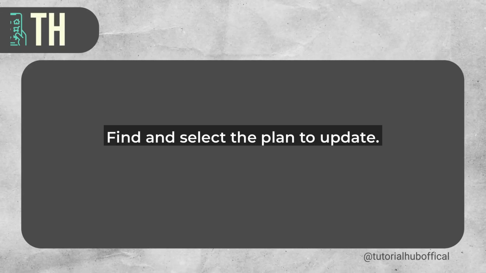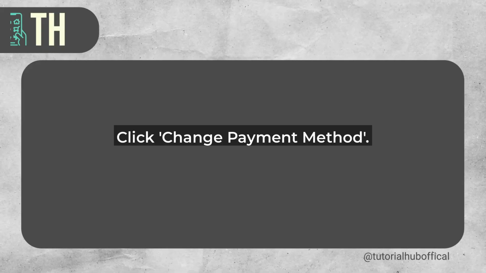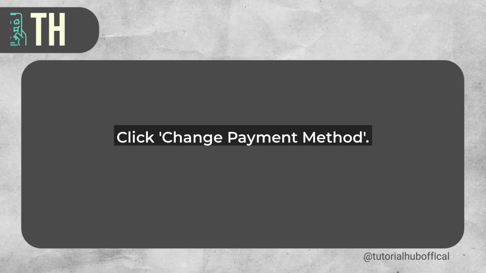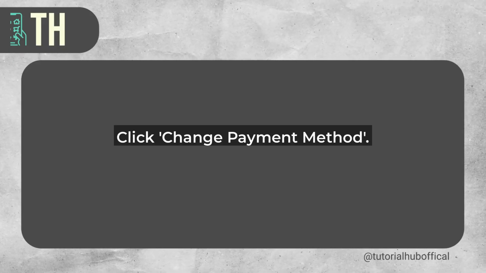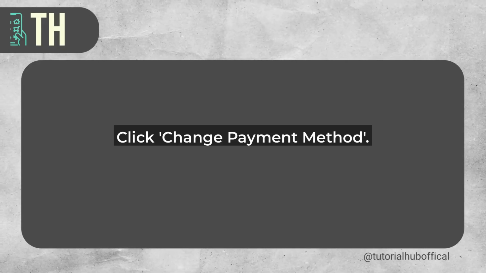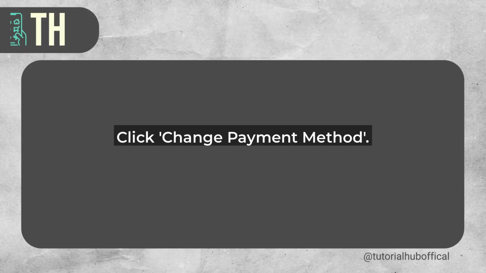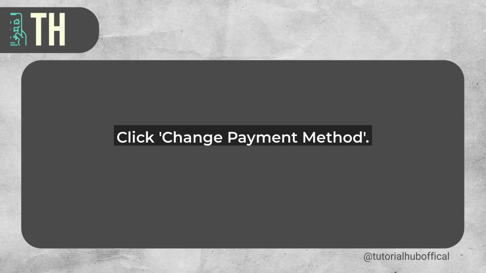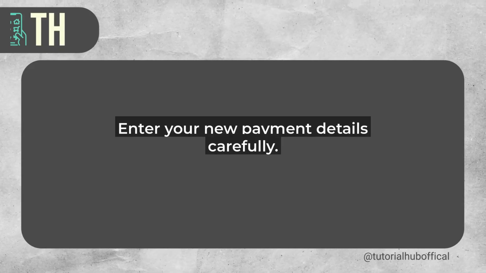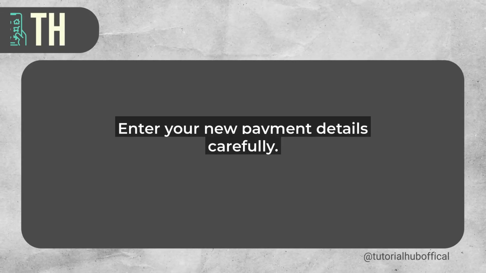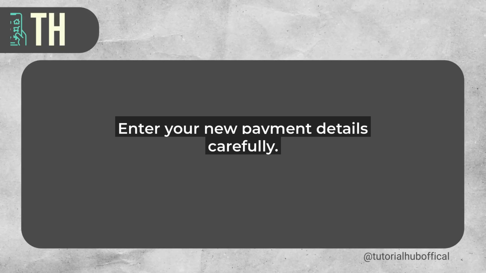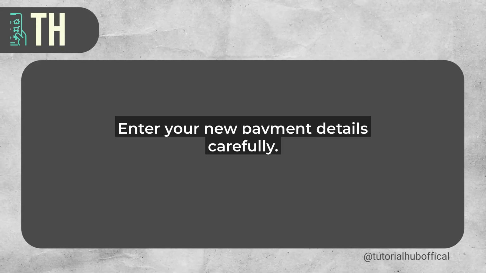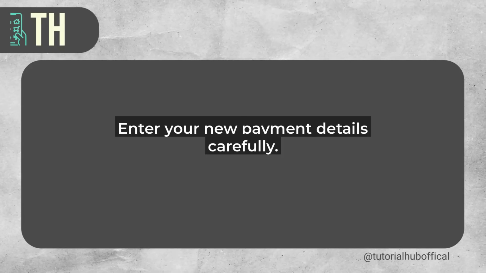You'll be taken to a form where you can enter your new payment information. This could include a new credit card number, expiration date, and security code. Double-check everything for accuracy to avoid any issues. After filling it out, hit Save or Update to confirm the changes. Adobe might ask you to verify your identity or send a confirmation email, so keep an eye on that. And just like that, you're all set. Your payment method is now updated, and you can breathe easy knowing your subscriptions are secure.